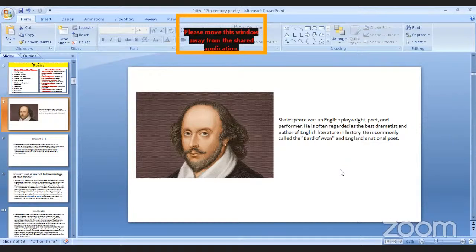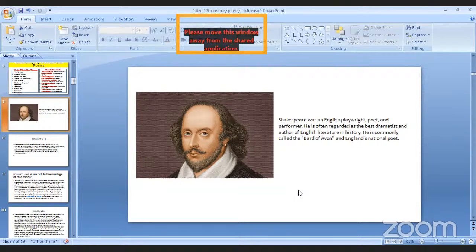Okay. Now let us quickly look into the biography of Shakespeare. William Shakespeare was an English playwright, poet, and performer. He is often regarded as the best dramatist and author of English literature in history. He is commonly called the Bard of Avon and England's national poet. Then he started writing for the theater on the stage in the late 1580s.